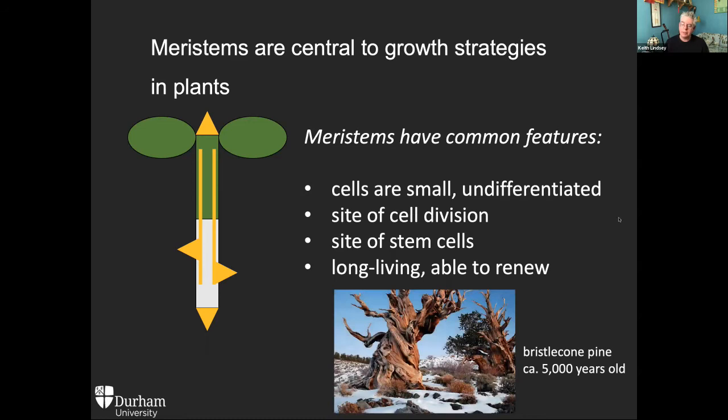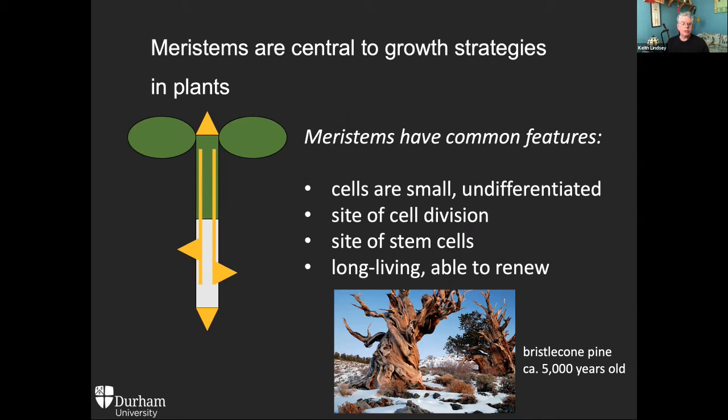And a nice example is these bristlecone pines, which are still able to produce cells from their meristems after 5,000 years. These are in the southwest United States. And there's a very interesting question there about aging and why these stem cells maintain viability after such a long period of time, but they do. There's an interesting question about how that's organized.